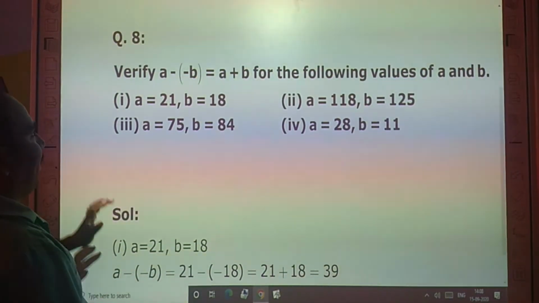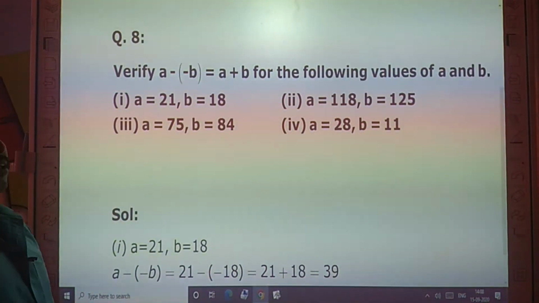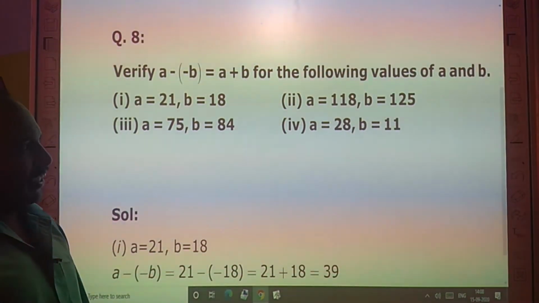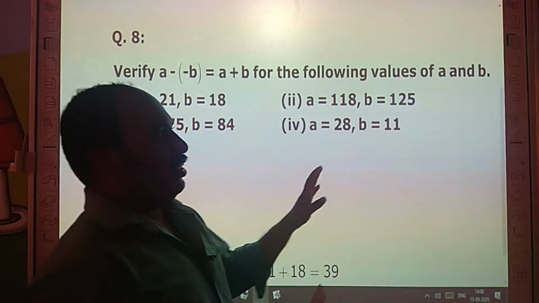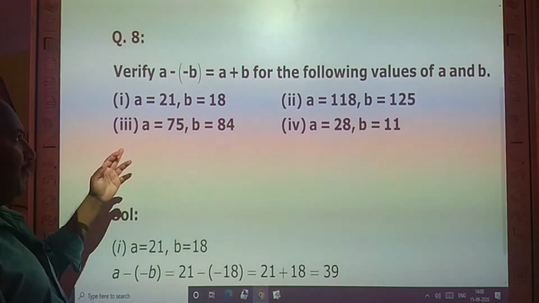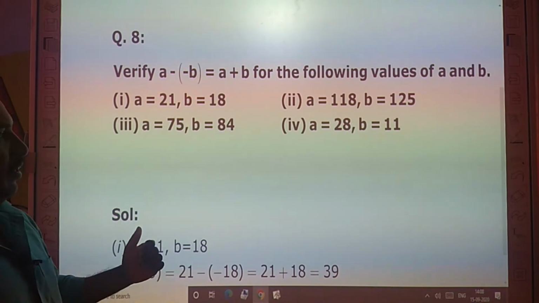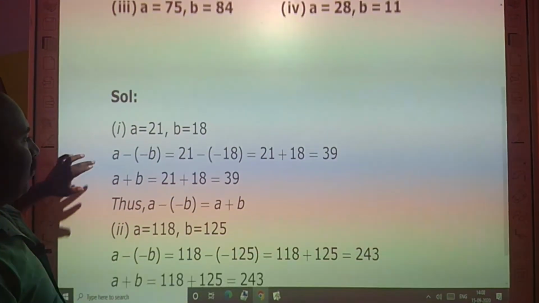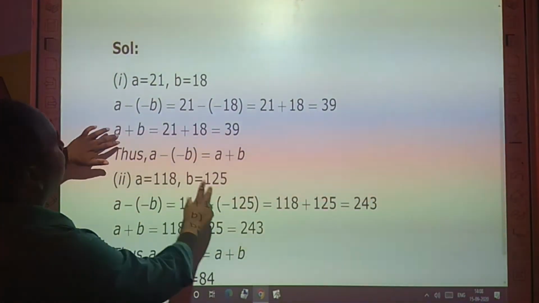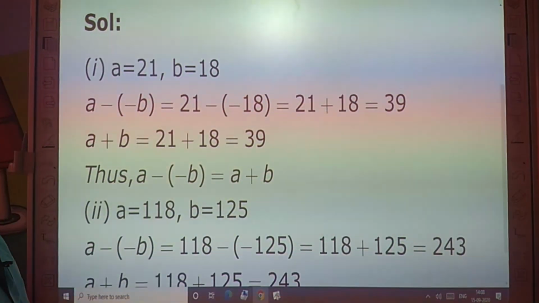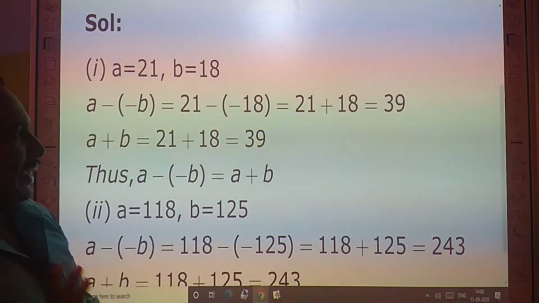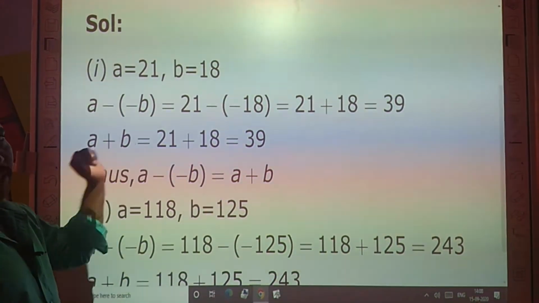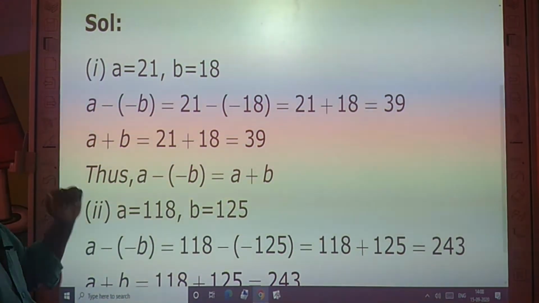Next one, question number 8. Verify A minus of minus B is equal to A plus B for the following values of A and B. The first one, A is equal to 21 and B is equal to 18. Our condition is A minus of minus B is equal to A plus B.